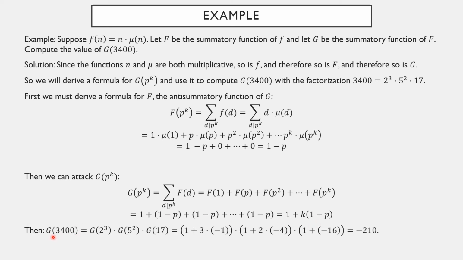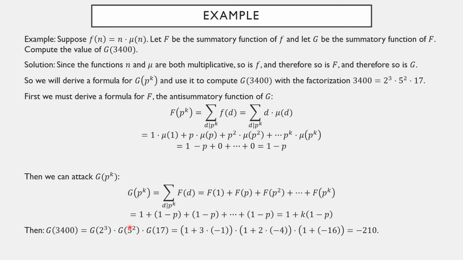And now, G of 3400, since capital G is multiplicative, I can split 3400 into its prime power factorization. Here I have 2 cubed. So the prime is 2 and the power is 3. So G of 2 cubed is going to be 1 plus 3 times 1 minus 2. 1 minus 2 is negative 1. So 1 plus 3 times negative 1 times G of 5 squared.